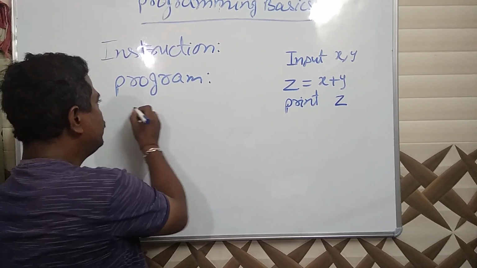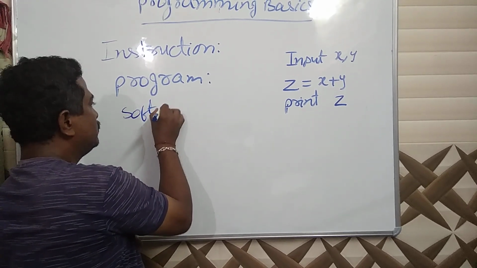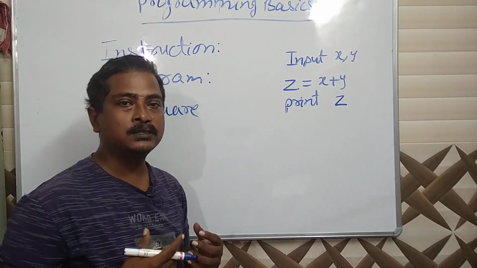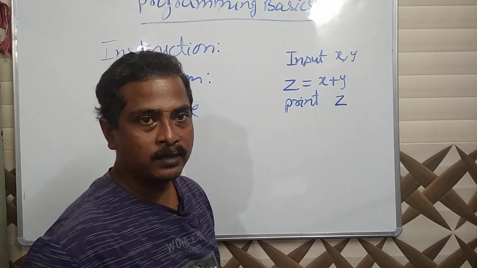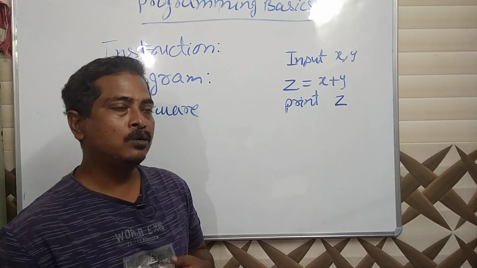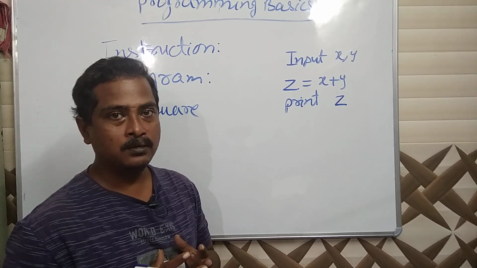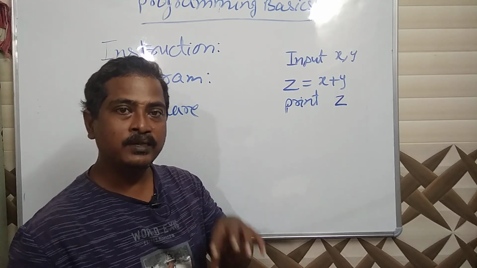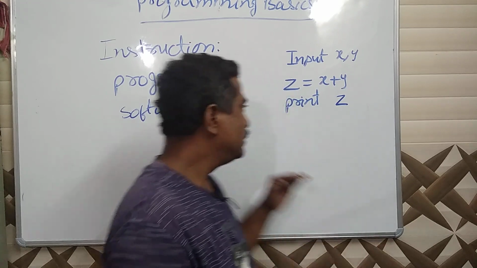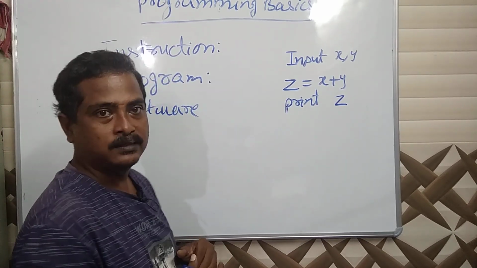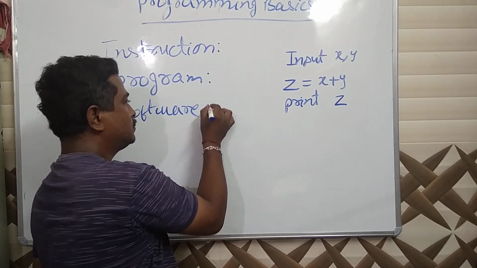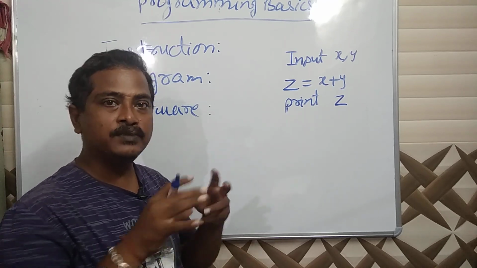After program, the next term is software. Why does a person want to be a programmer? Why does a person want to learn programming? The students or professionals who want to be good programmers want to create some good software. This software is a set of programs, that's it. A program is a set of instructions, software is a set of programs, also to perform a specific task.